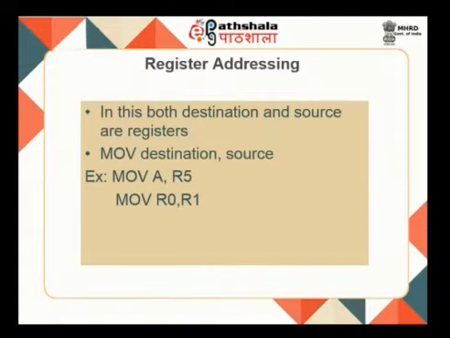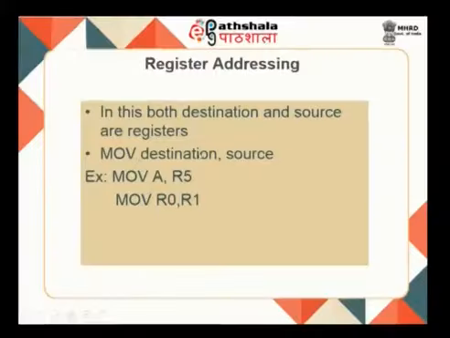Now, looking at register addressing, an example is MOV A, R5. As we know from the last class, in the 8051 architecture, A is your accumulator and R0 to R7 are your general purpose registers. Now, if I say MOV A, R5, R5 is the register holding the data which will be moved to A. That is what we are trying to say. So, MOV A, R5 means the data stored in register 5 is moved to the accumulator.